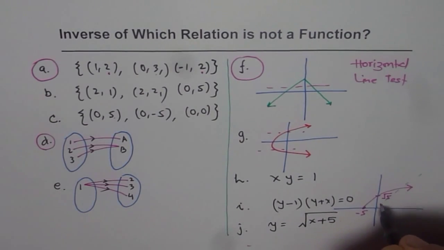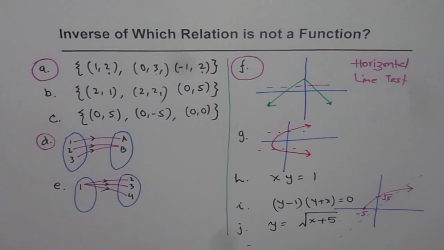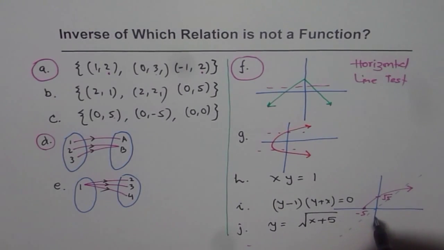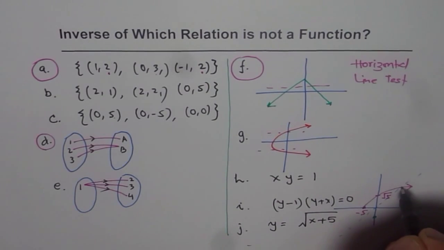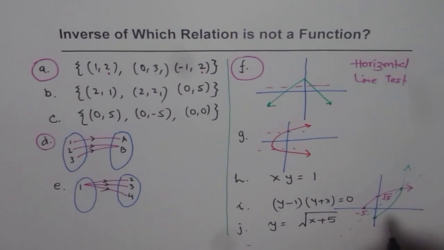So if I draw the inverse of this function, what do I get? Now the inverse will be that it is getting reflected here at minus 5, and that is the invariant point, right? So basically we can have a graph like this, right? So that is 1/2 of the parabola where x is greater than or equal to 0, right? So it is a function, correct?